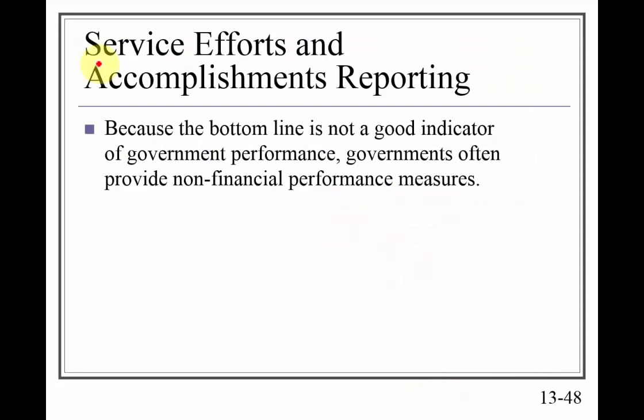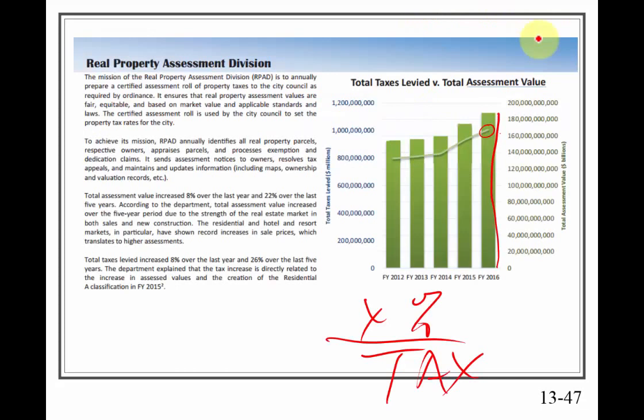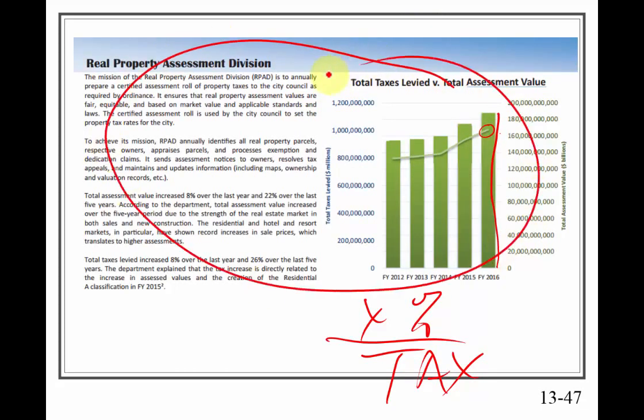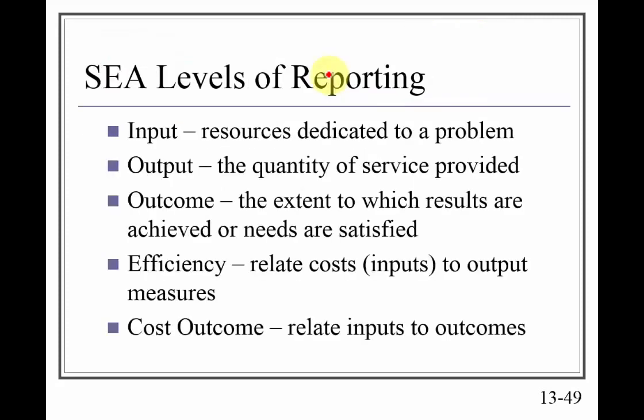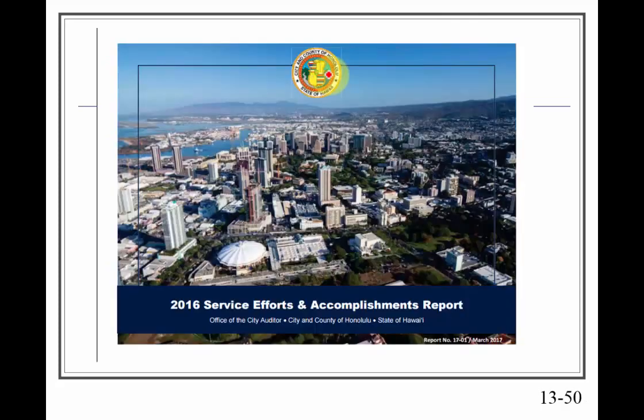Here's something that's probably easier to read than the financial statements. The service efforts and accomplishments report, or the SEA report. In fact, this type of graph here is coming from the City and County SEA report. And I would recommend that anyone, be it accounting or non-accounting student, take a look at this type of reporting. It's very easy to read in the case of the City and County of Honolulu.